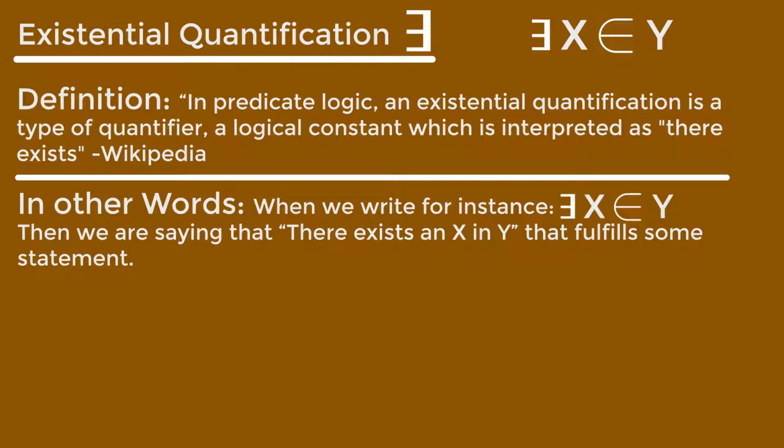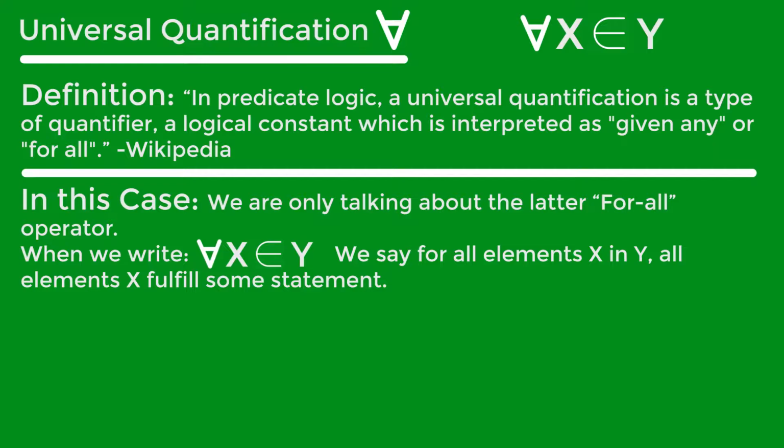result 1. Next up, we're going to talk about universal quantification. The definition for this is, in predicate logic, a universal quantification is a type of quantifier or logical constant which is interpreted as given any or for all. We're only going to be looking at the for all.